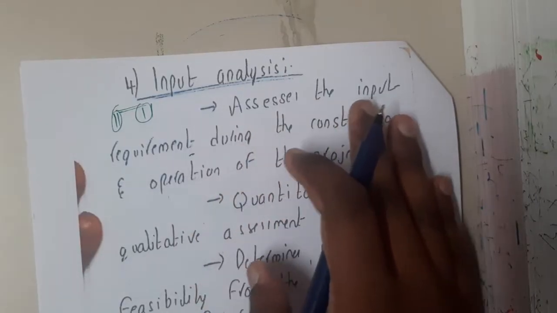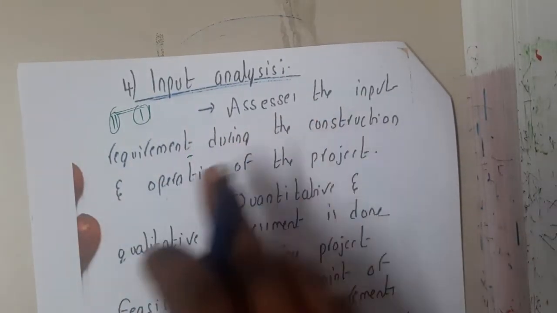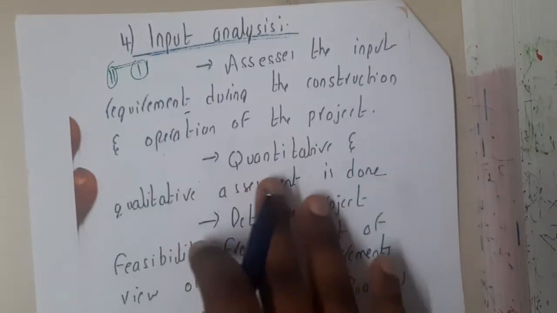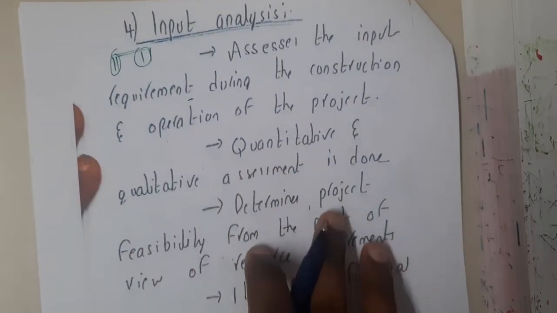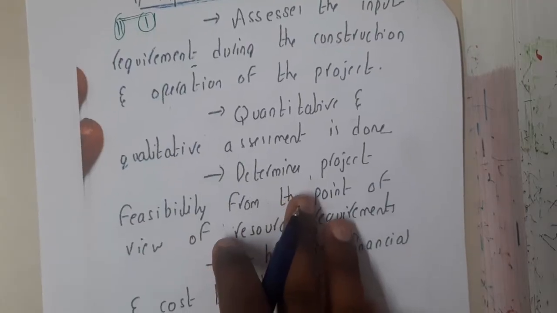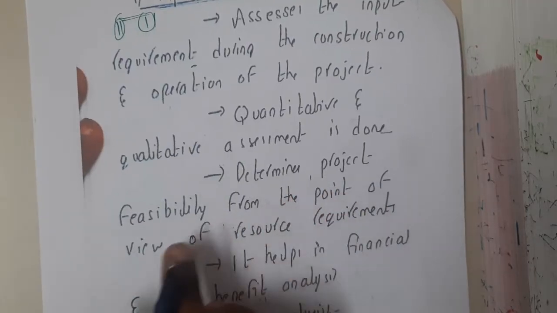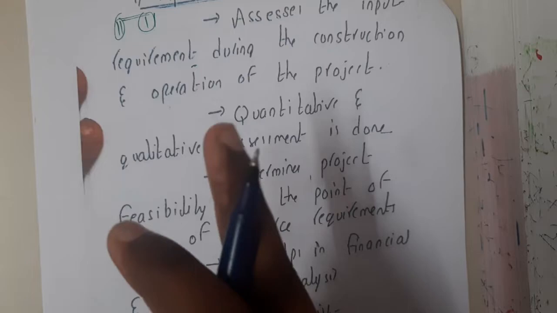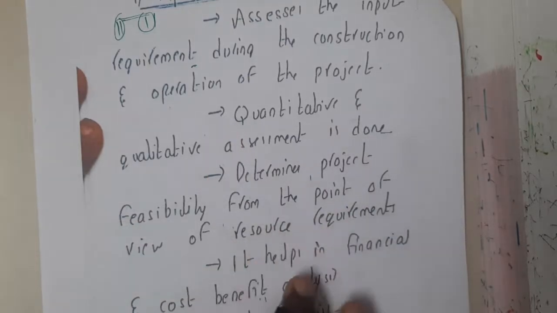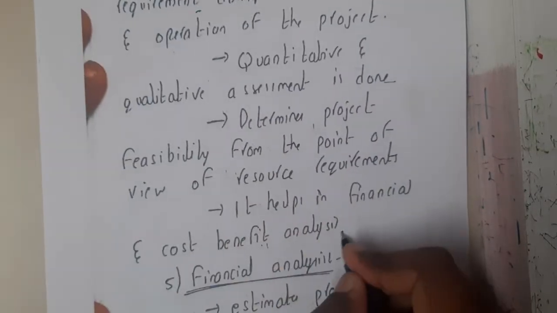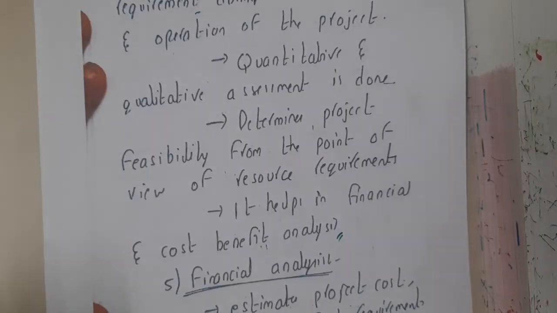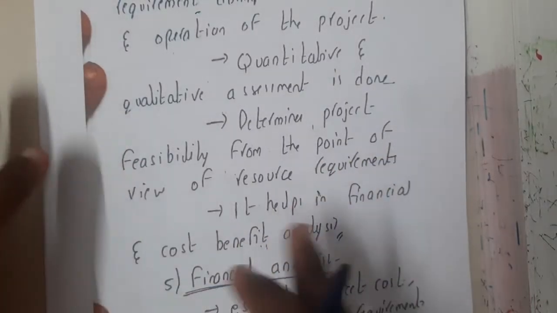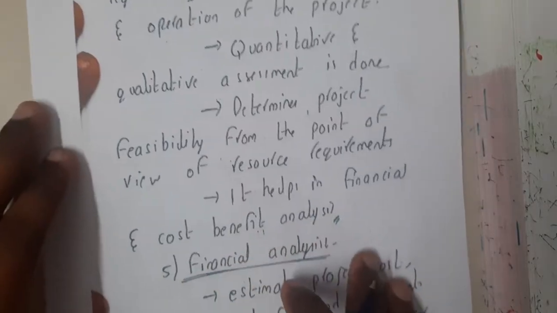So it assesses the input requirements during the construction and operation of the project. Okay, quantitative and qualitative assessments are done, both in theory and in practical. Okay, so it determines the project feasibility from the point of view of the resource requirement. So I told you, right? So whatever your requirements are will be checked here, and it helps in financial and cost benefit analysis. So basically that helps, right? Yes, because you will be getting the amount which you need for your particular project or for your particular firm, right?